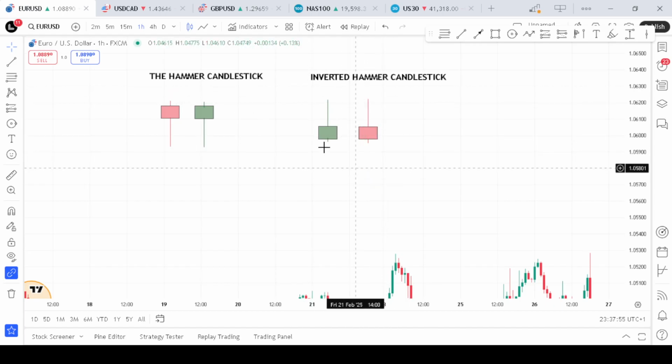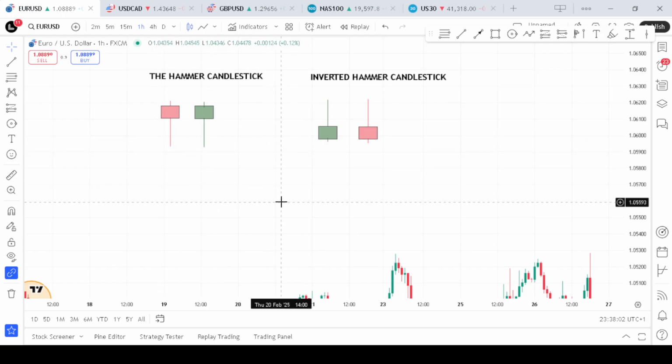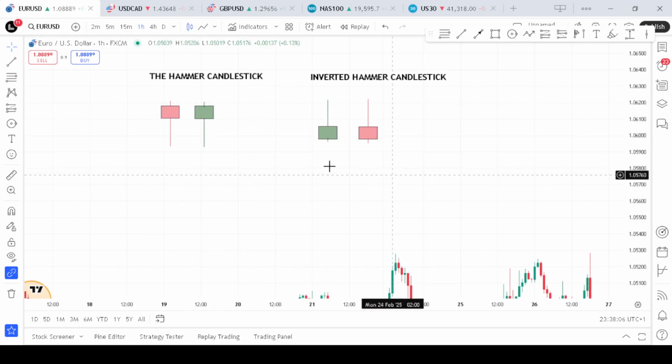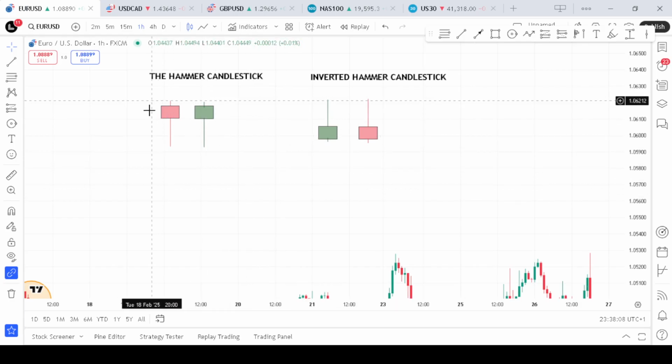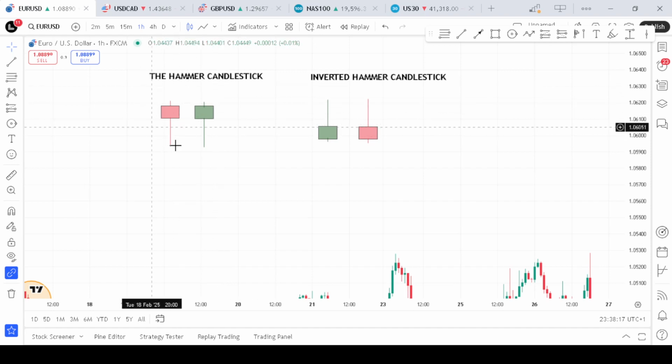That is one of the first key differences. I'm talking about the appearance. The second key difference is the market context. We're talking about the pattern when it forms in a downtrend. Typically, the hammer forms during a downtrend, signaling a potential market reversal, a potential bullish market reversal.